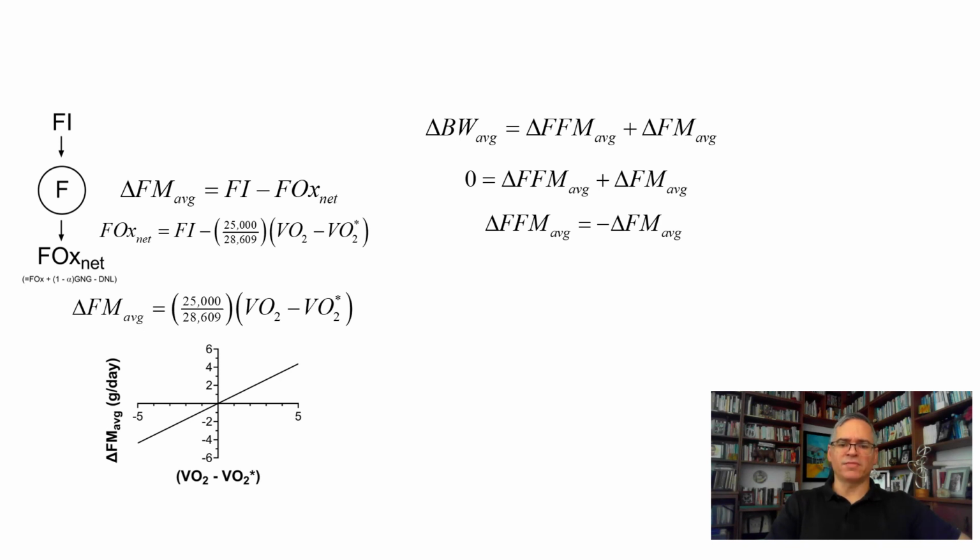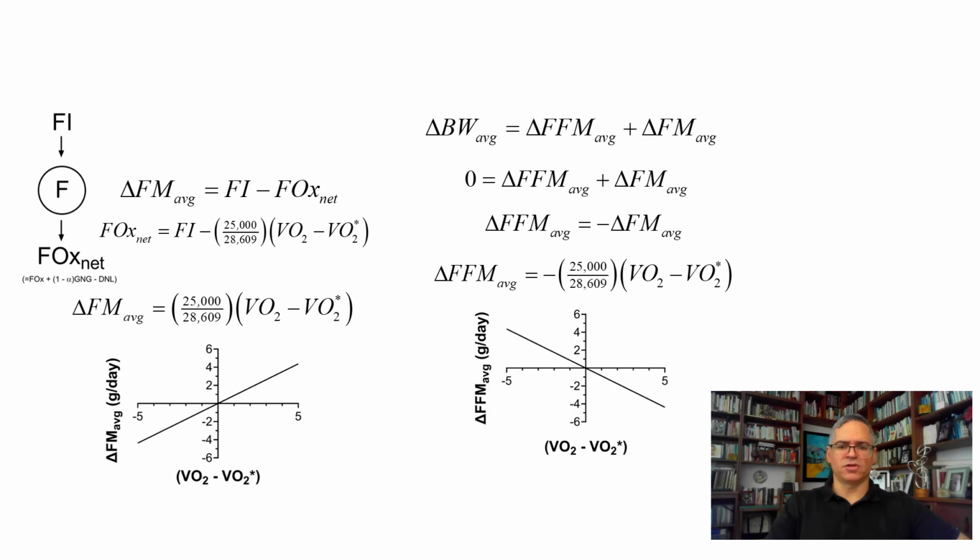Substitution of the average fat mass change formula produces the following result. Plotting this equation shows that at the coincidence of energy balance and weight stability, the average fat-free mass change is a decreasing linear function of the average VO2 deviation. That is, at the coincidence of energy balance and weight stability, fat-free mass decreases when the VO2 deviation is positive, but increases when the VO2 deviation is negative.